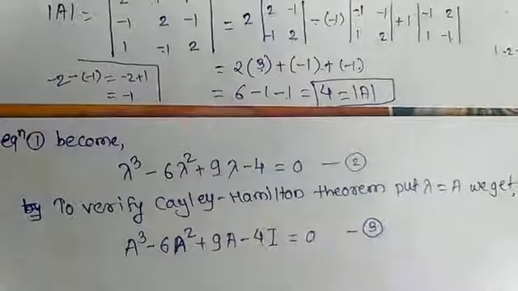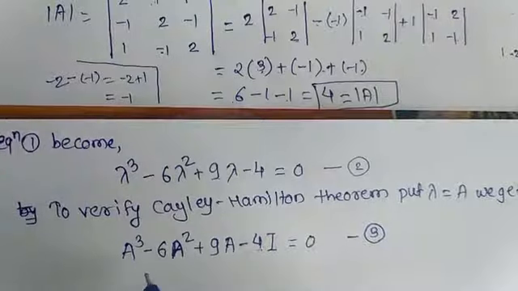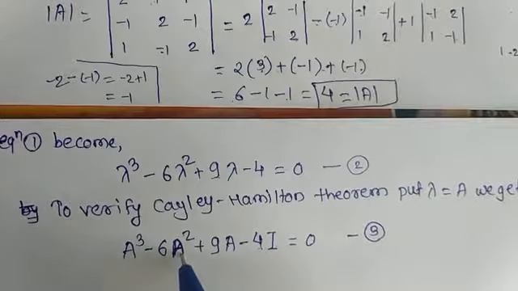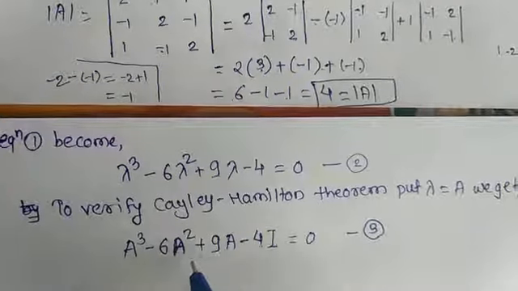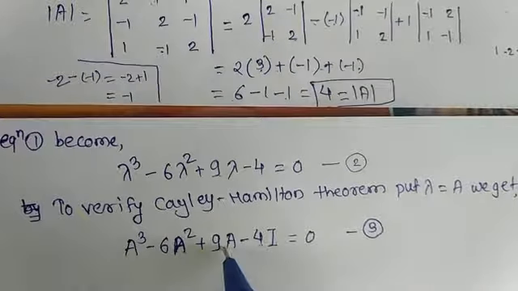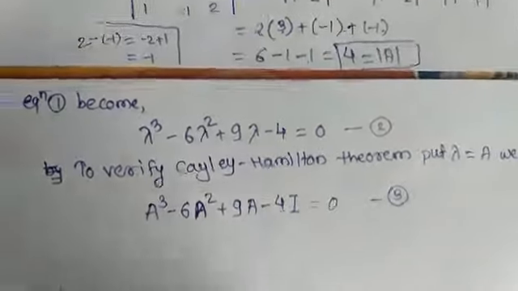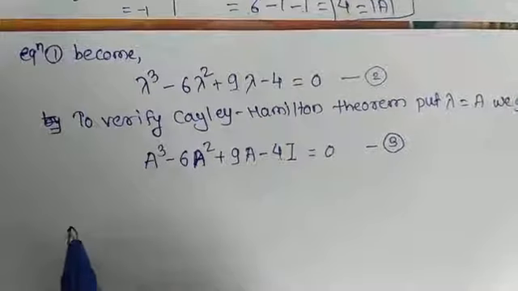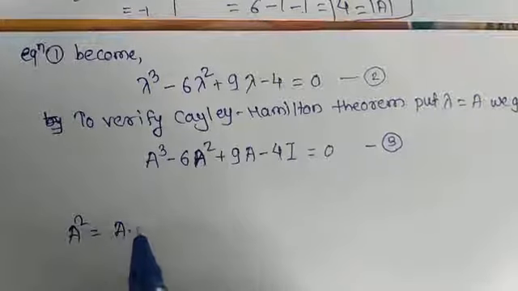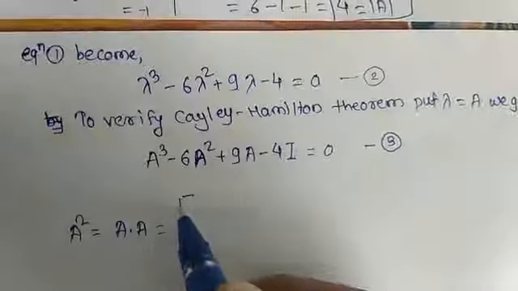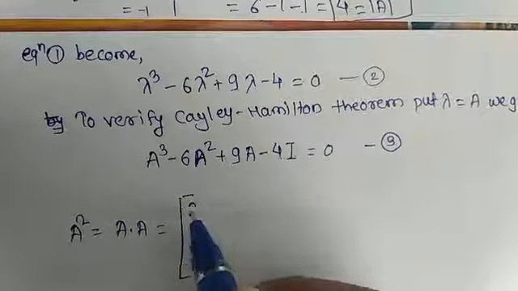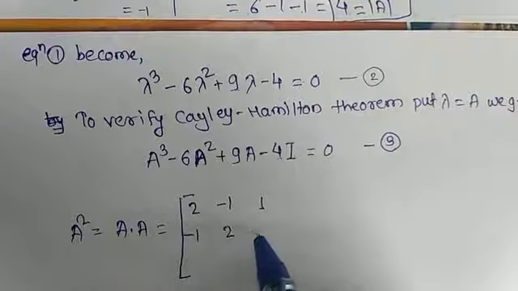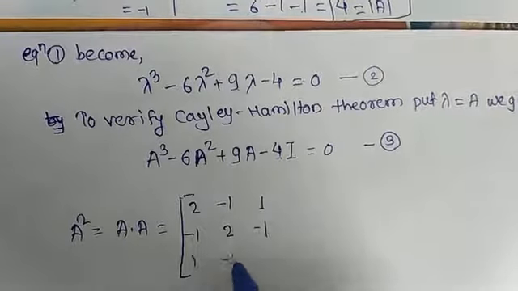Now we have to check whether this equation is satisfied or not, so for that we have to find A cube, and after that we have to find A square, and put them in equation number 3. Now to find A cube, first we have to find A square. A square is equal to A into A, and our A matrix is 2 minus 1 1, minus 1 2 minus 1, 1 minus 1 2.